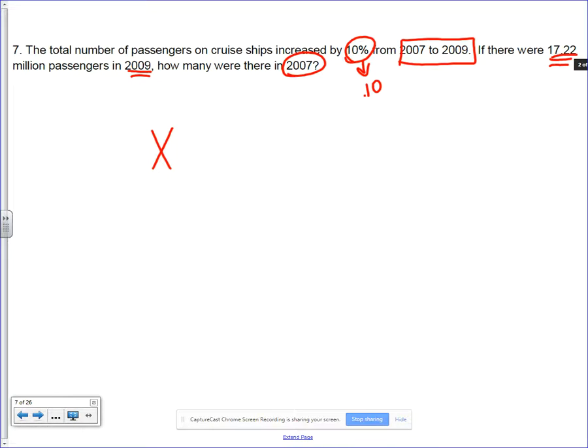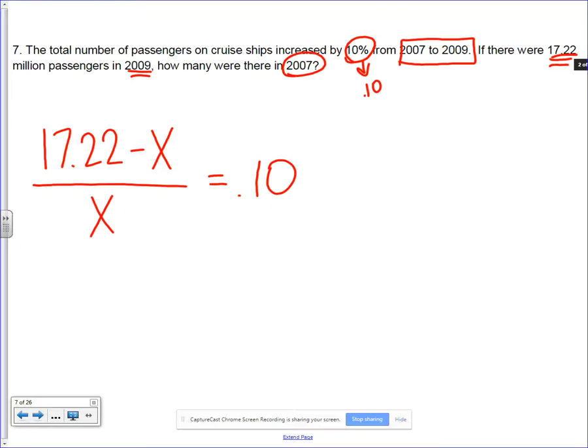Now, it did say that it increased the number of people. That means that 17.22, that number is your bigger number. So when I do my subtraction, that needs to come first. What's the original number? Well, 2007 is a starting year, so the original number would go with 2007. Well, I don't know that. That's what we're using x for. And we increased by 10%. So now I'm ready to solve.